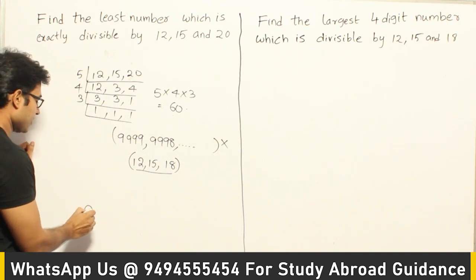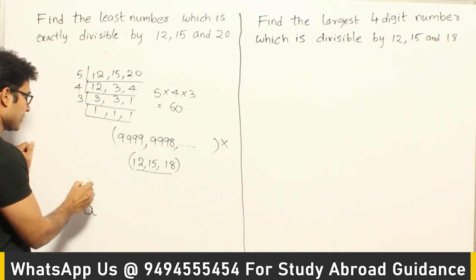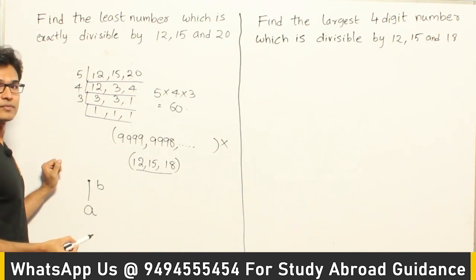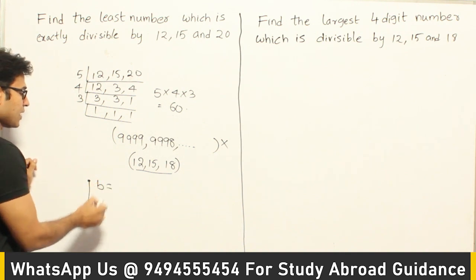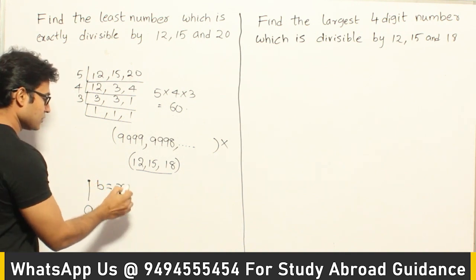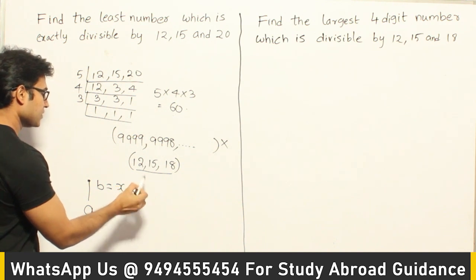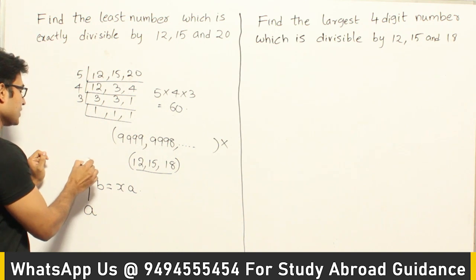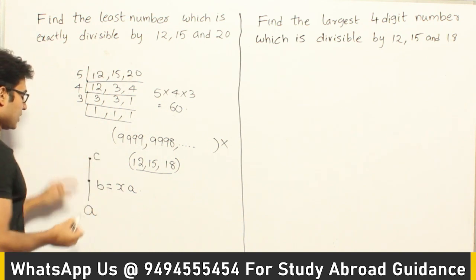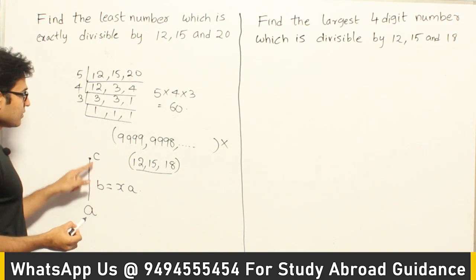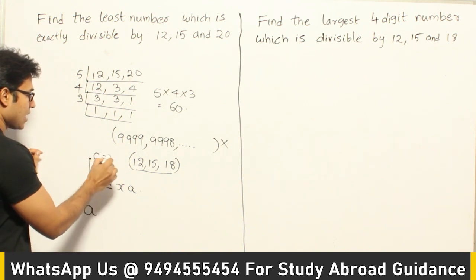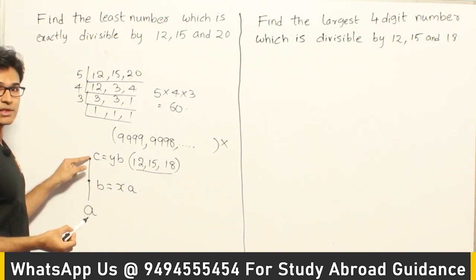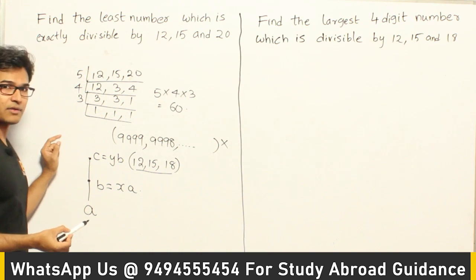Let us say there is a number A, and A divides B, right? So what can I say? B, I can write as x into A. That is the meaning of A divides B, right? And let us say B divides C. If A divides B and B divides C, what can I say about C? I can write it as y into B, right? If A divides B and B divides C, then I can say that A divides C by transitivity.